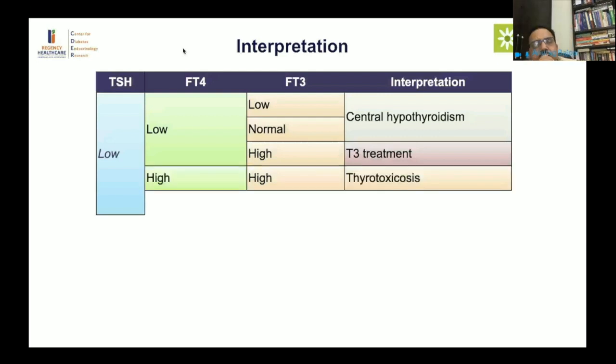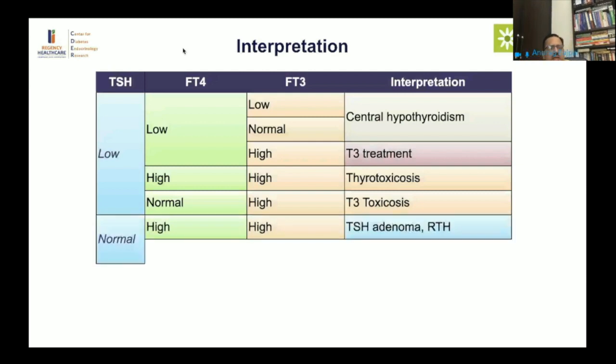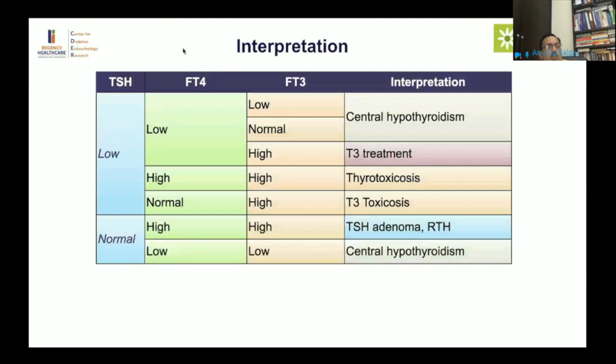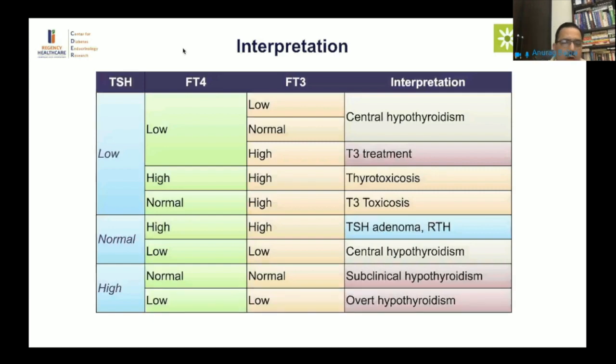We can have a situation in which TSH is low and FT4 is high. FT3 is also high. This is classical thyrotoxicosis. While we may have a normal FT4, high FT3 and low TSH, which makes it T3 toxicosis. If the TSH is normal with a high FT4, this is a very, very rare situation of thyroid hormone resistance or TSH adenoma. While if the FT4 is low and TSH is normal, think of central hypothyroidism. Finally, if the TSH is high and FT4 is normal, this is subclinical hypothyroidism, and if FT4 is low, it is overt hypothyroidism.